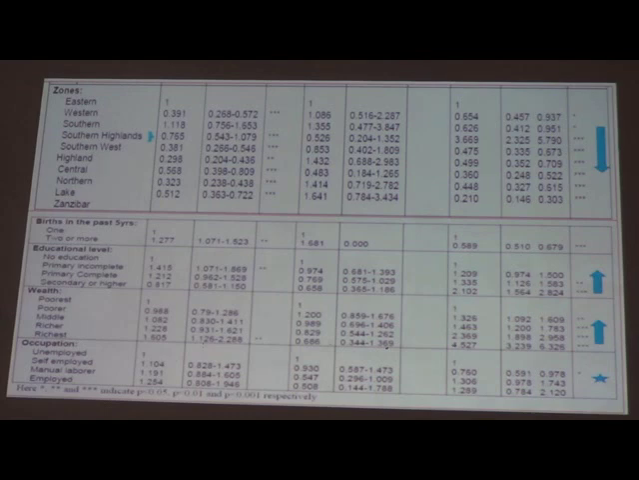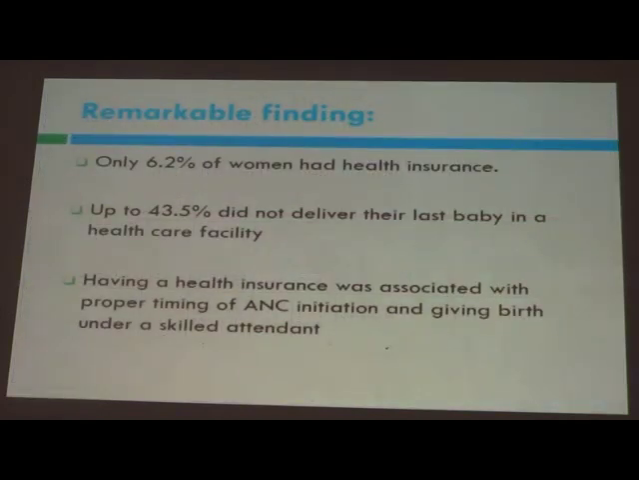And unemployment also showed a significant relationship. So only 6.2% of women had health insurance, and up to 43% of these women did not deliver their last baby in a hospital. And having health insurance was associated with the proper timing of antenatal care and also giving birth with skilled assistance.